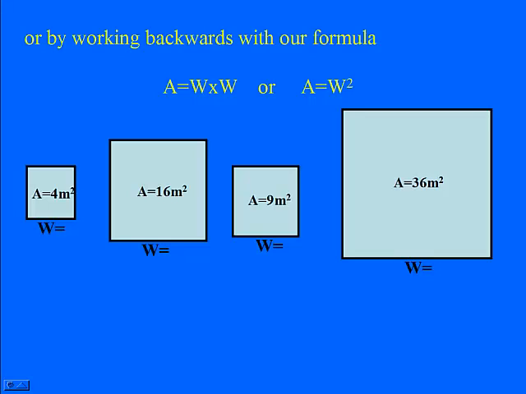Another way is to use our area formula, A equals W times W, or A equals W squared. Then substitute a value in for the width and see if you get the right answer for the area. Choose one of these two methods and see if you can find the width of these 4 squares.